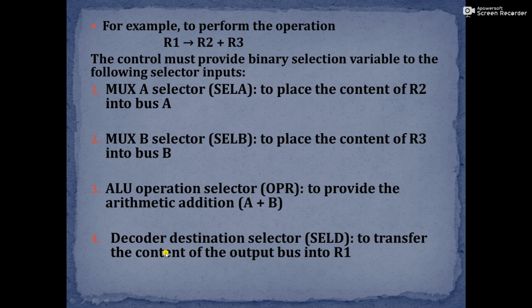For example, to perform the operation R1 equals R2 plus R3, the control must provide the binary selection variables to the following selector inputs. Selection A is used to place the content of R2 into bus A. Selection B is used to place the content of R3 into bus B. Then the OPR field is used to specify the addition operation. Then selection D is used to transfer the content of the output into register R1.